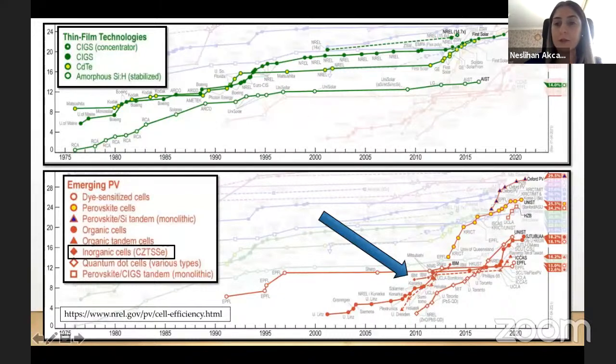If you look at this graph, you will see the second generation solar cells introduced since the 1970s, especially CIGS and cadmium telluride solar cells, and now their efficiencies have reached up to 23.4%. For kesterite solar cells, it's the most promising material among the inorganic absorber layers.